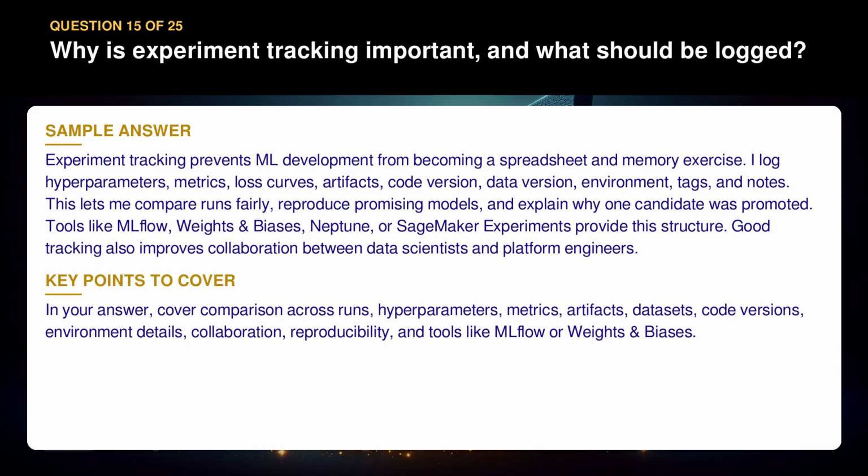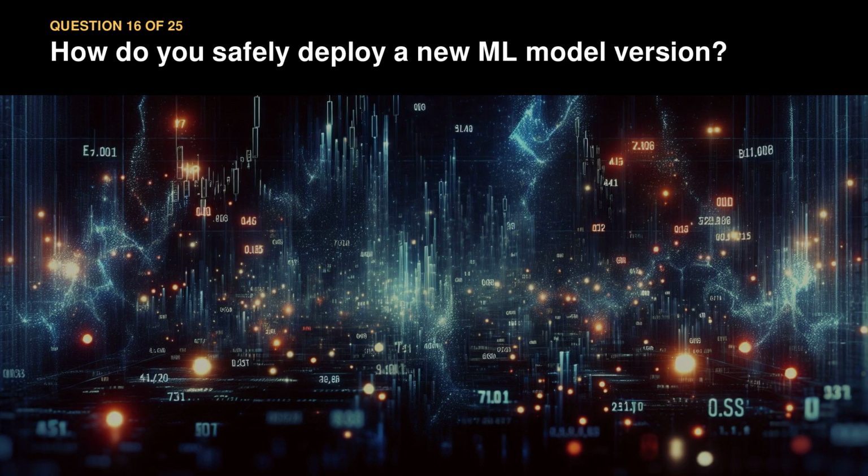In your answer, cover comparison across runs, hyperparameters, metrics, artifacts, datasets, code versions, environment details, collaboration, reproducibility, and tools like MLflow or Weights and Biases. Question 16. How do you safely deploy a new ML model version?